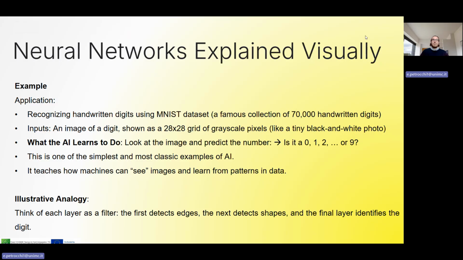To explain this concept in a simpler way, you have to think of each layer as a filter: the first detects the edges, the next detects the shapes, and the final layer identifies the digit.